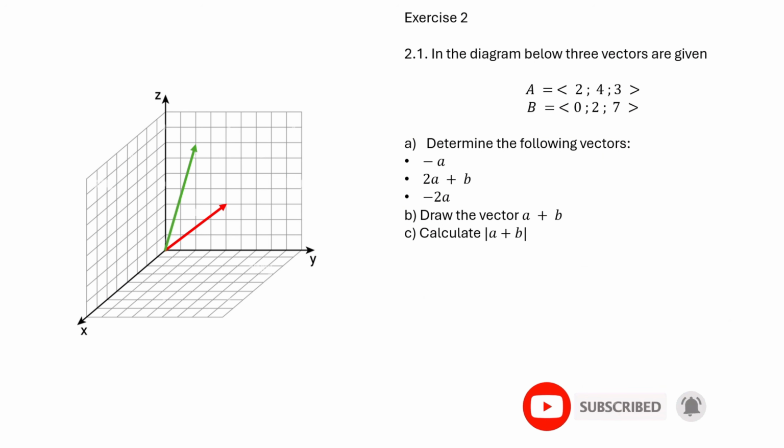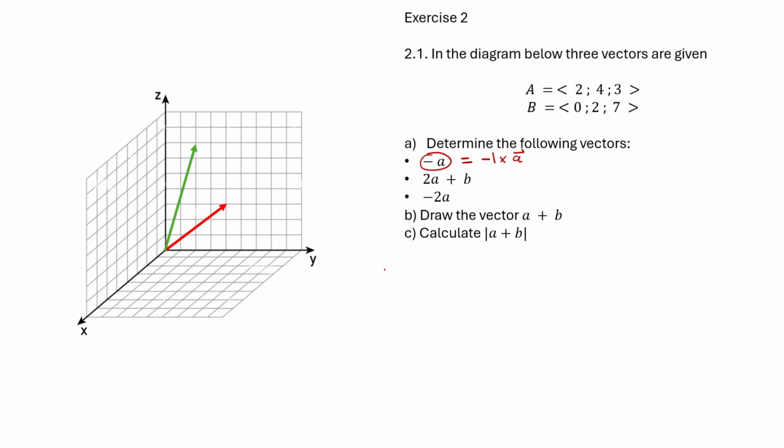In the diagram below you are given 3 vectors. Vector A given by 2, 4, 3. Vector B given by 0, 2, 7. Determine the following vectors. You want negative A. So when you see negative A here, what have you done to your vector? You have basically multiplied by negative 1. So this is actually negative 1 times vector A.